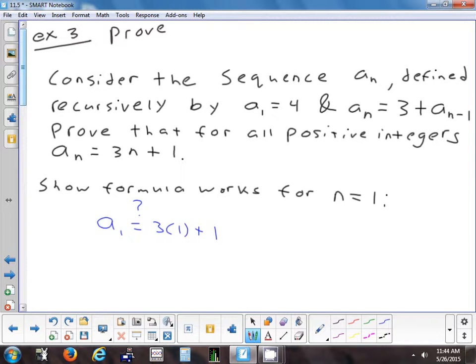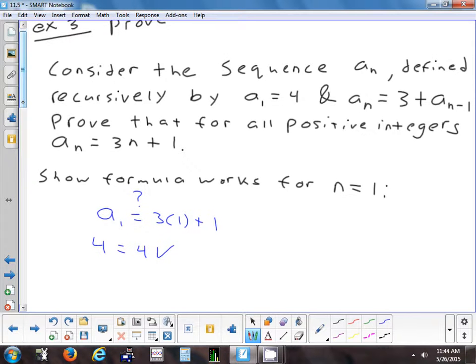Well, they give me the first term in sequence A. It's a 4. Okay, so the left-hand side is what they gave me. The right-hand side is the calculation using the explicit formula. 3 times 1 is 3, 3 plus 1, 4. So this formula does give me the first term in sequence A. That's the base case. Any question on the base case?